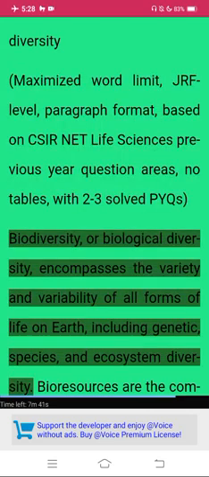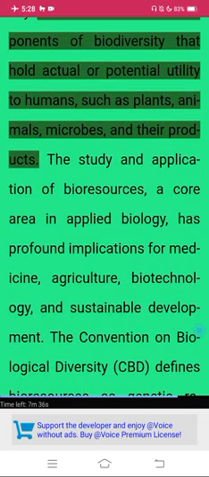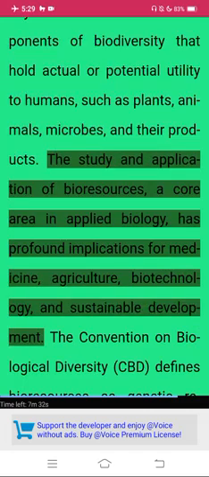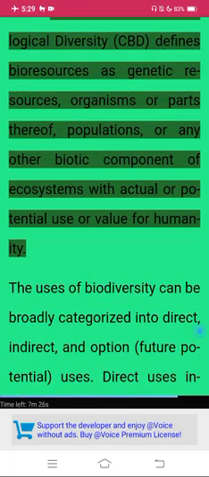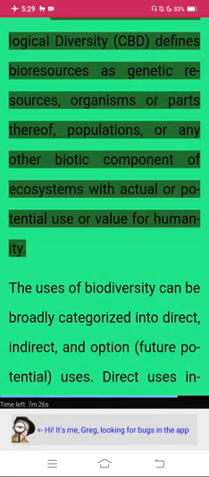Biodiversity, or biological diversity, encompasses the variety and variability of all forms of life on Earth, including genetic, species, and ecosystem diversity. Bioresources are the components of biodiversity that hold actual or potential utility to humans, such as plants, animals, microbes, and their products. The study and application of bioresources, a core area in applied biology, has profound implications for medicine, agriculture, biotechnology, and sustainable development. The Convention on Biological Diversity (CBD) defines bioresources as genetic resources, organisms or parts thereof, populations, or any other biotic component of ecosystems with actual or potential use or value for humanity.